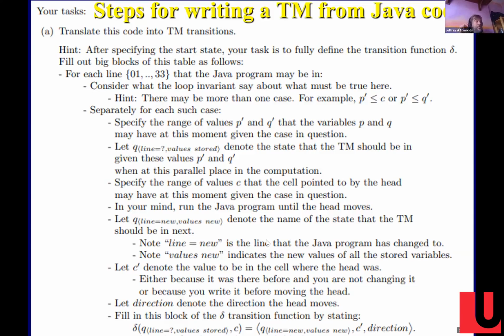And when the head moves, then say, now what state is your Turing machine in? You're going to be in some new line. If I was in line 1 here, maybe I ran it past lines 1, 2, 3, 4, 5, 6, and now I'm in line 6. And what are the values of the variables? The variables did have values, P prime and Q prime, and this told me what values they did have. I ran them for a while. Now what variables do I have and what values do they have? So you write down what the Turing machine now knows, and that will be the next state. Here I'm just saying, note, line equals new. This tells me what line the Java program is at. Variables new tells me the new values of the variables, because we ran code for a while, and so we now have new values of the variables. So write them down here in the state.